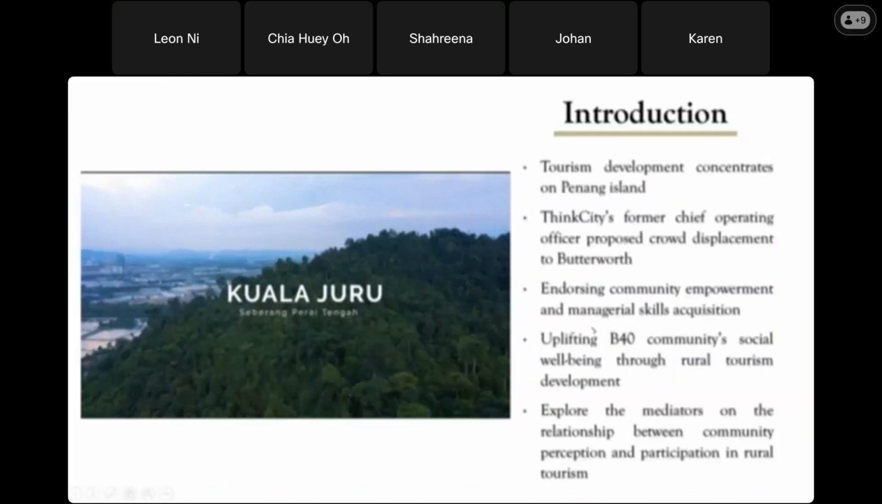Okay, so this research is located in Penang. Okay, so let me just start over. This research is located in Penang, a northern region in Malaysia.